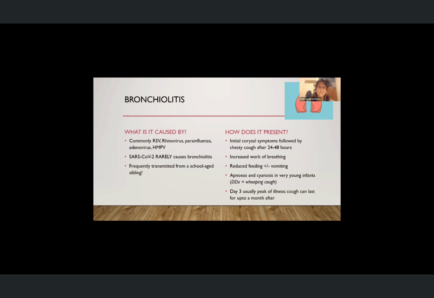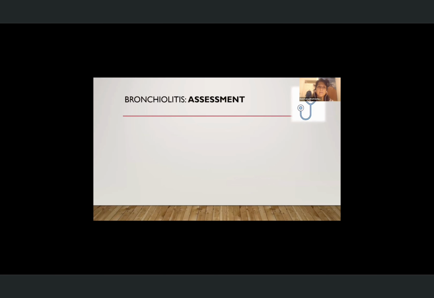The natural history of bronchiolitis is that day 3 is usually the peak of the illness. That's when symptoms are usually the most severe, between day 3 and 5. And then children get better. The whole illness can last about 2 weeks, but the cough can last for up to a month. And it's important to inform the parents that if the child is otherwise feeding well and not very distressed with their breathing, then the cough is quite normal for up to a month.